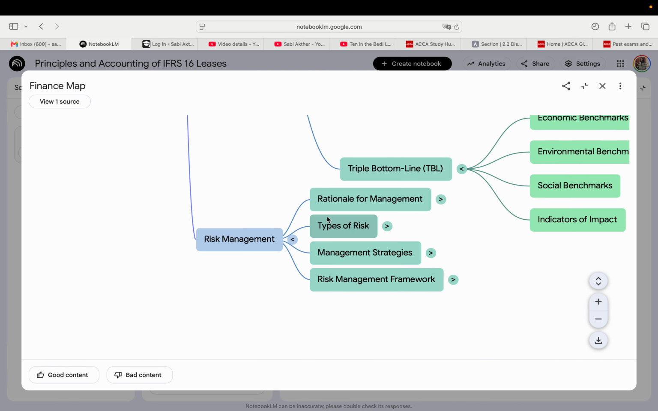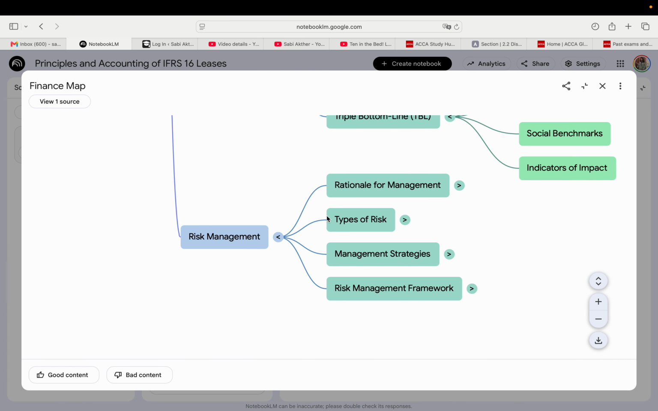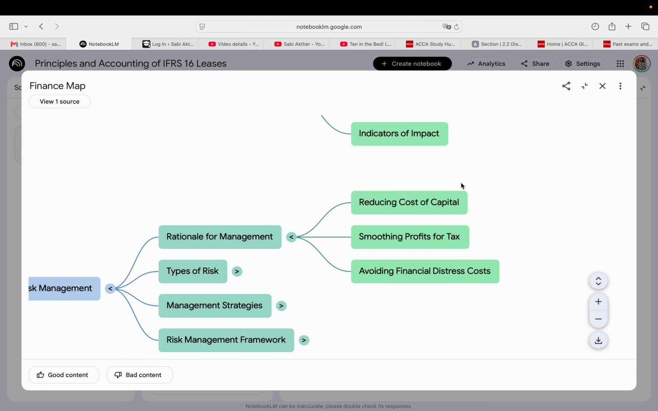And finally the risk management. So we'll go through the reasons for managing risk, the different types of risk, what are the management strategies, and a framework for managing risk. So the reasons for management, this 3, we'll see how. Okay, the detail I'm not explaining here. This is just a summary of lecture 1. You can see details is there on my website. So you manage reason. 1 is to reduce cost of capital, 1 is to smooth profit for tax and avoid financial distress cost.